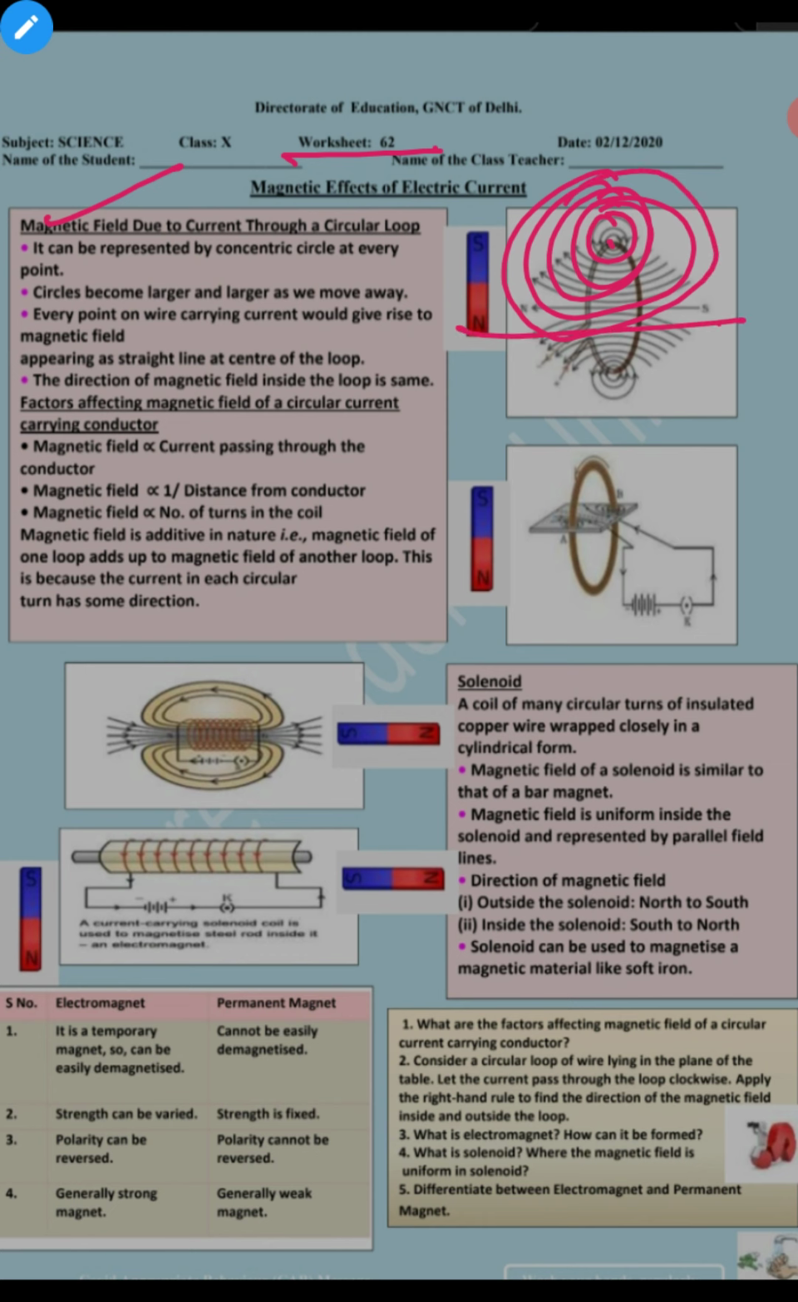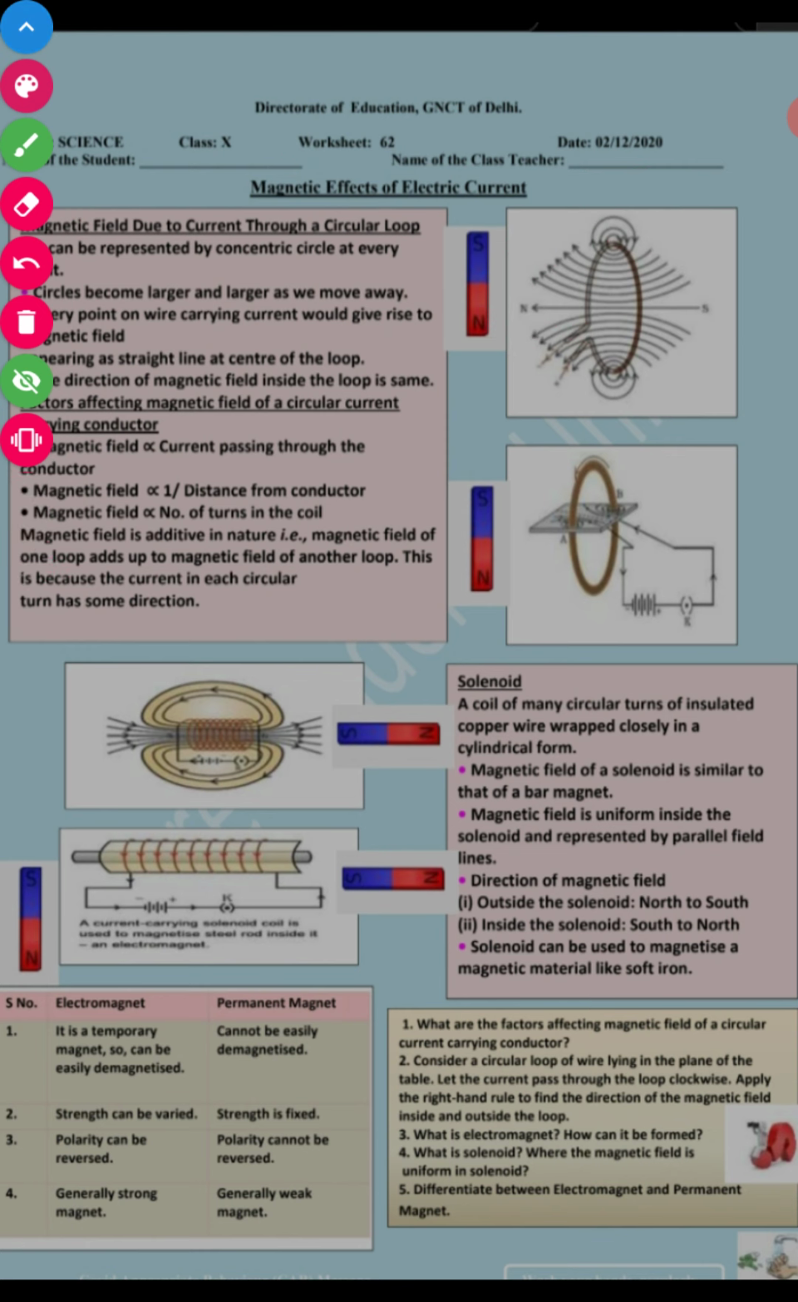Every point of the wire carrying current gives rise to a magnetic field. These fields appear as a straight line at the center of the loop. So the direction of the magnetic field inside the loop is the same.